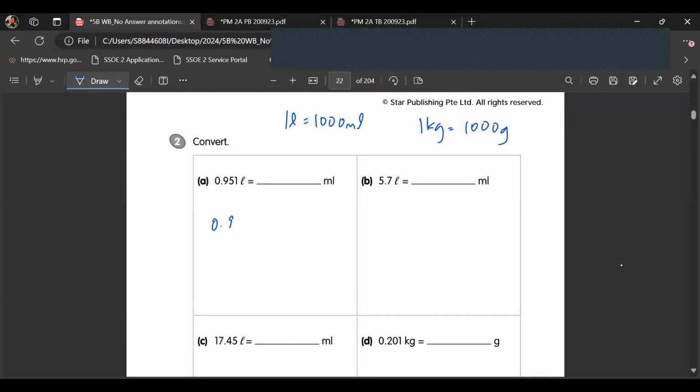So 0.951 liters times 1,000, 1, 2, and 3. Sorry, my finger slipped. 1, 2, and 3. So 951 milliliters. 5.7 times 1, 2, 3, 4,000. So 5,007, sorry, not 1. 5,700 milliliters. Is this okay? Am I going too fast?